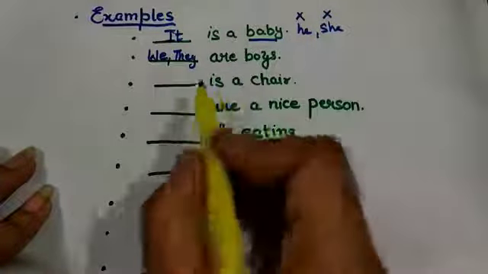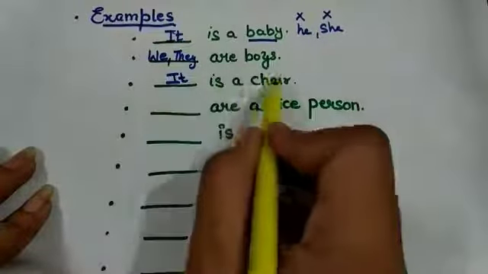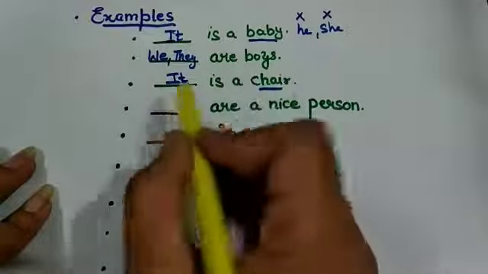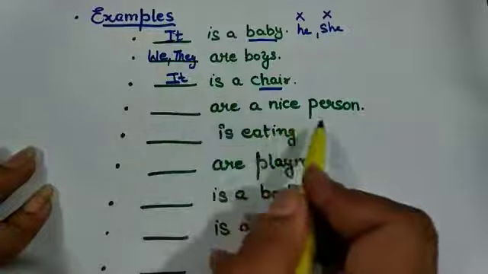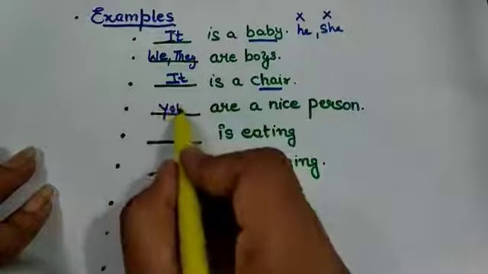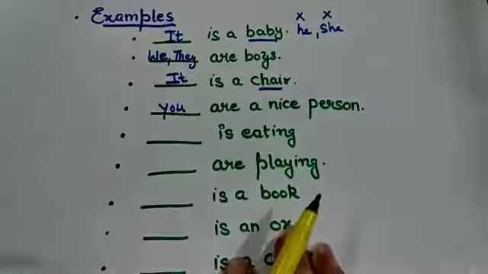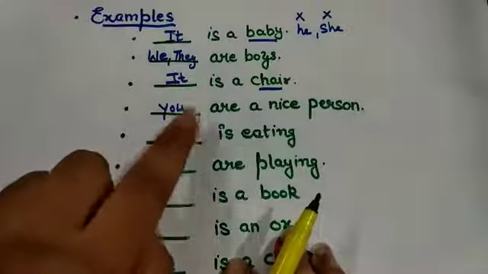Next is it is a chair. See, chair is a non-living thing, so it is a chair. Dash are a nice person. You are a nice person. Here I'm talking about the second person, hence I used you here.